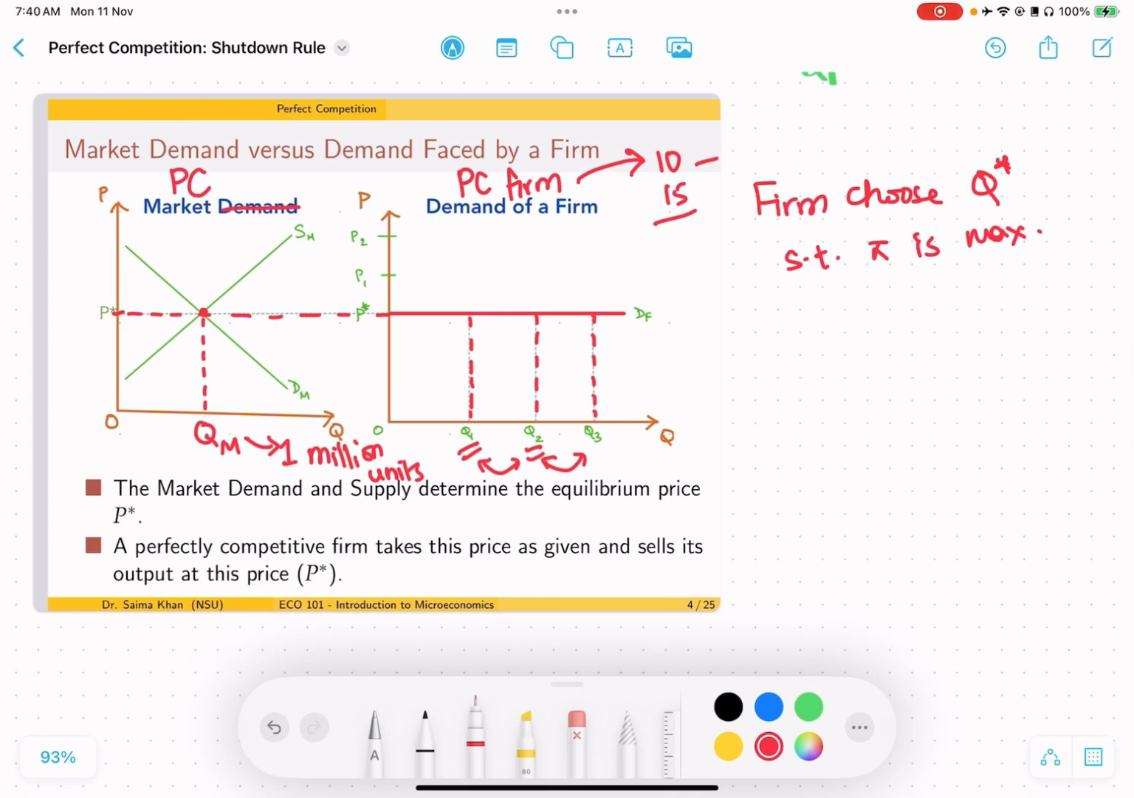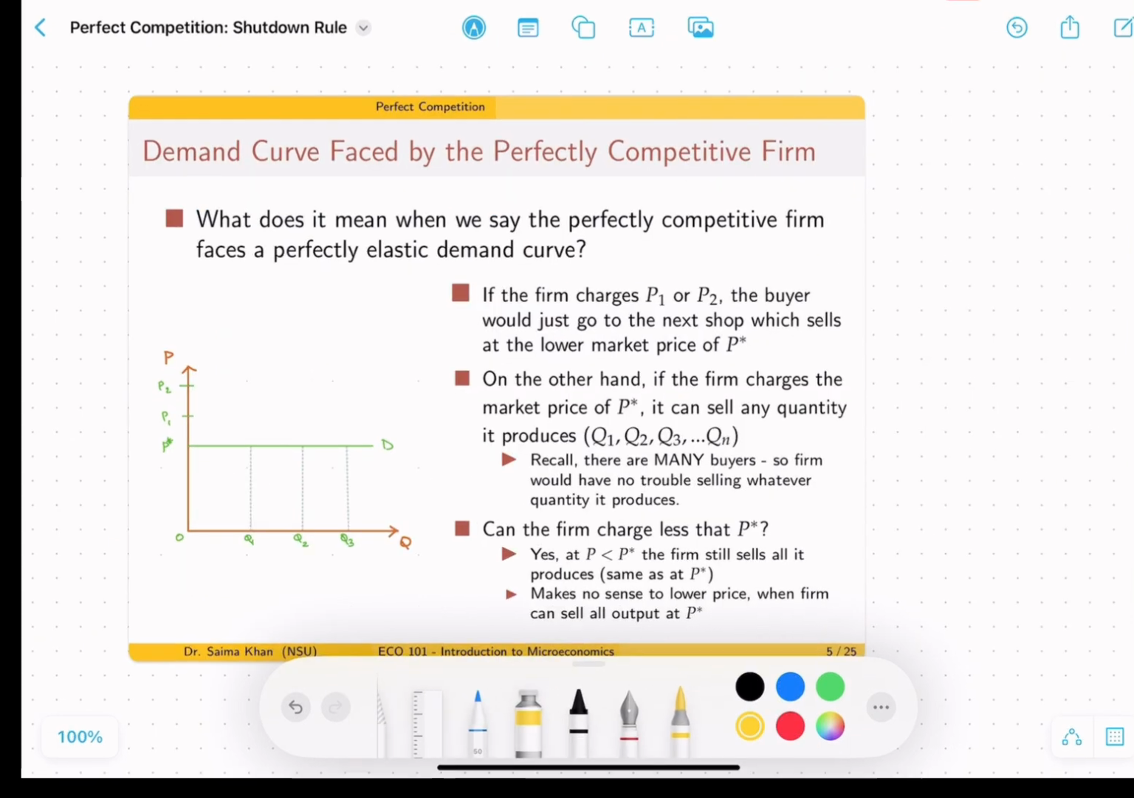The firm is so small, and there are so many sellers, that any one firm, which is a very small fraction of the market, cannot influence the market price. Instead, they look at the market, whatever is the price, they take that as given, and they can sell everything that they produce at this market price. So let's look at it in some more detail.